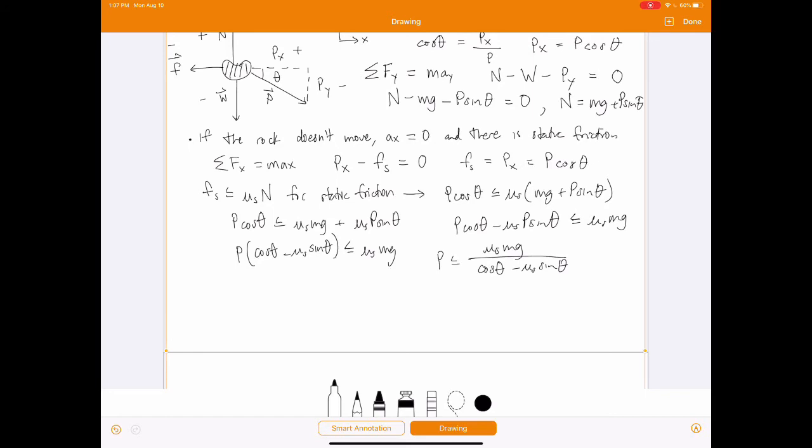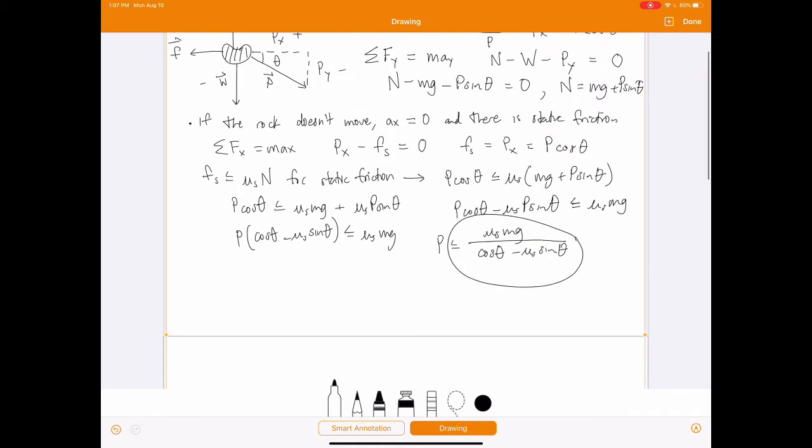Okay, so what is this telling us? If the rock is not moving, you must be pushing with a force that's less than or equal to this expression right here. Okay, so if the rock is moving, guess what? You have to push with more than that force. So if the rock does move, then you have to push with more than that force.